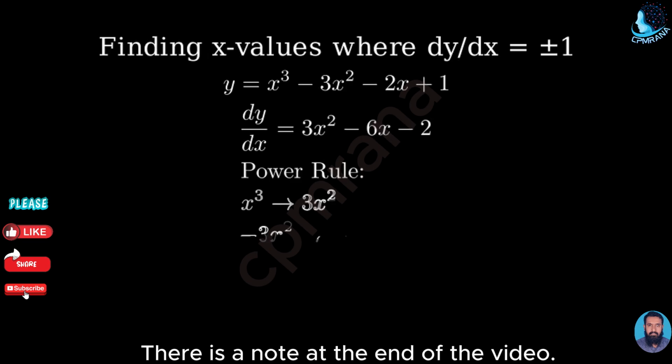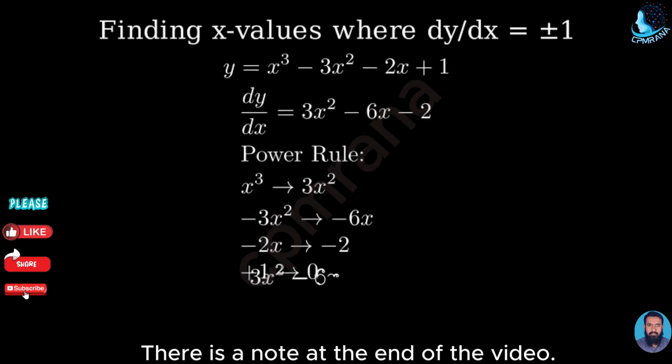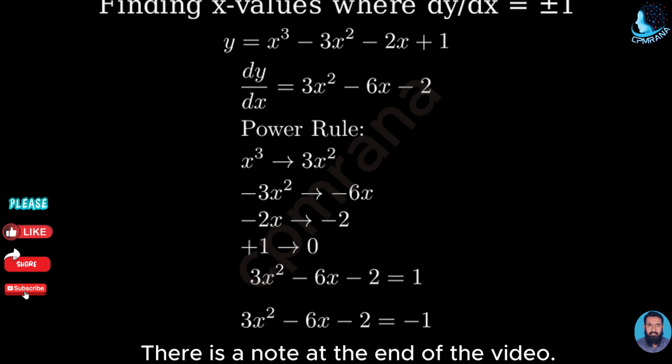Using the power rule and the sum rule, the derivative dy/dx equals 3x squared minus 6x minus 2. Now we need to set this derivative equal to both plus 1 and minus 1, giving us two equations to solve. 3x squared minus 6x minus 2 equals 1, and 3x squared minus 6x minus 2 equals negative 1.